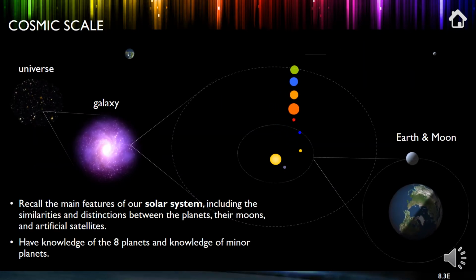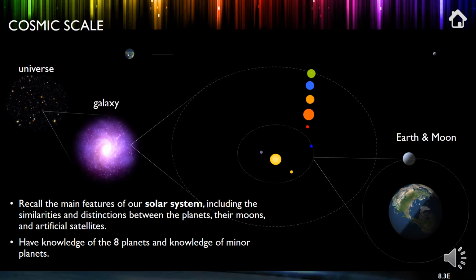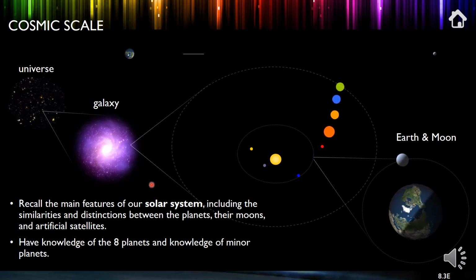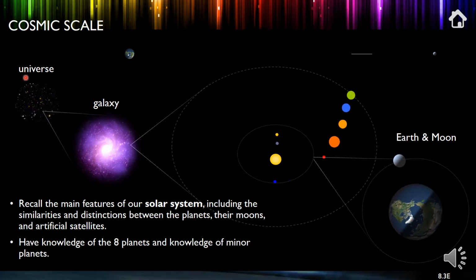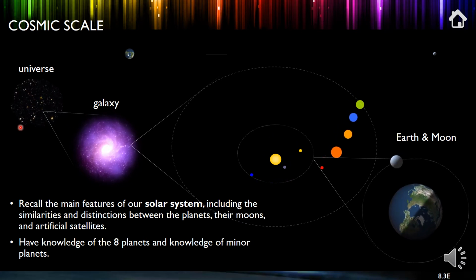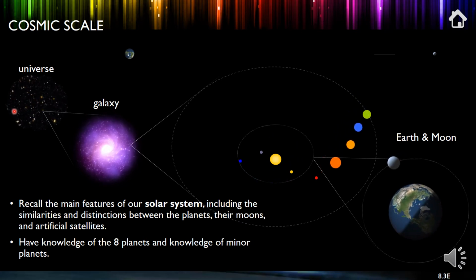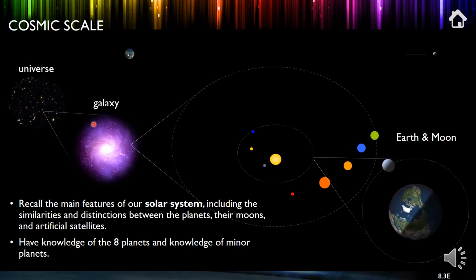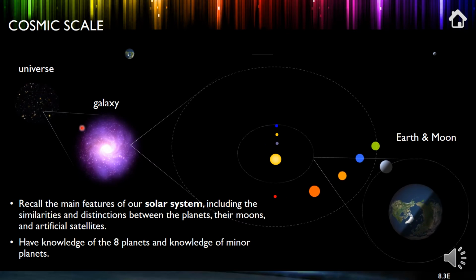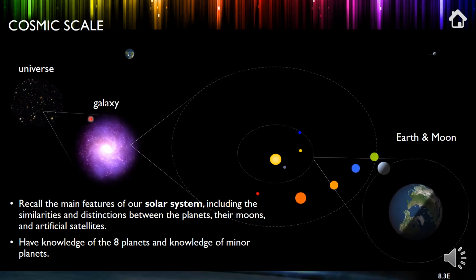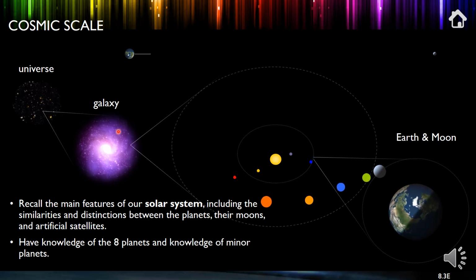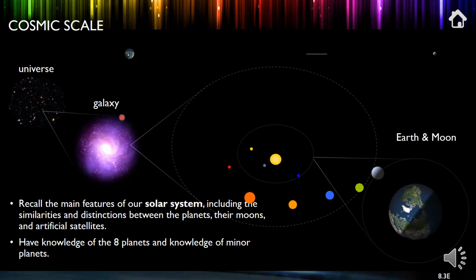So here we have an overall introductory slide trying to show us the three key levels in terms of structure. So uni means one, like unicycle, so there's only one universe that we know about, that we can detect, and that contains hundreds of billions of galaxies. So galaxies are islands or cities of stars. So stars aren't evenly distributed, they're clumped together in these huge balls called galaxies.